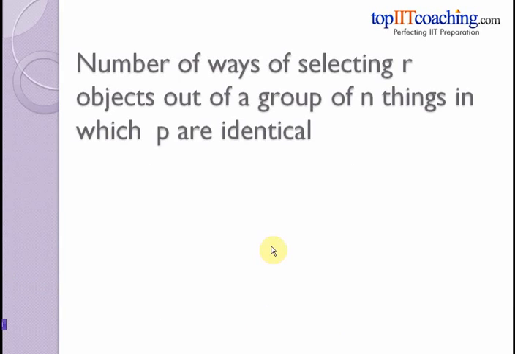Let's move on to the next topic and find out the number of ways of selecting R objects out of a group of n things in which p are identical. That is to say, we have a group of n things, and out of those n things p are identical. Now we have to select R objects out of these n things. So here 2 cases are there.